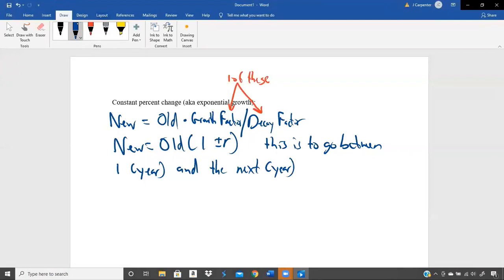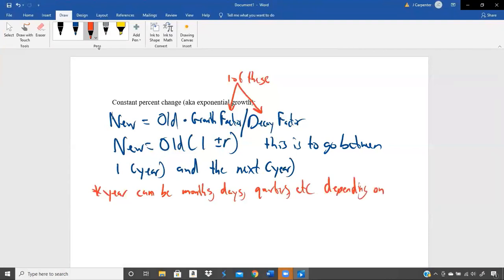Again, year in parentheses because it doesn't have to be year. If we say that our interest accrues monthly, then it could be months, or it could be days, or it could be weeks in some weird world, or quarters, or semi-annually, which would be twice per year. So the year here can be months, days, quarters, etc. Just depends on the problem. Just depends on how frequently the compounding occurs.